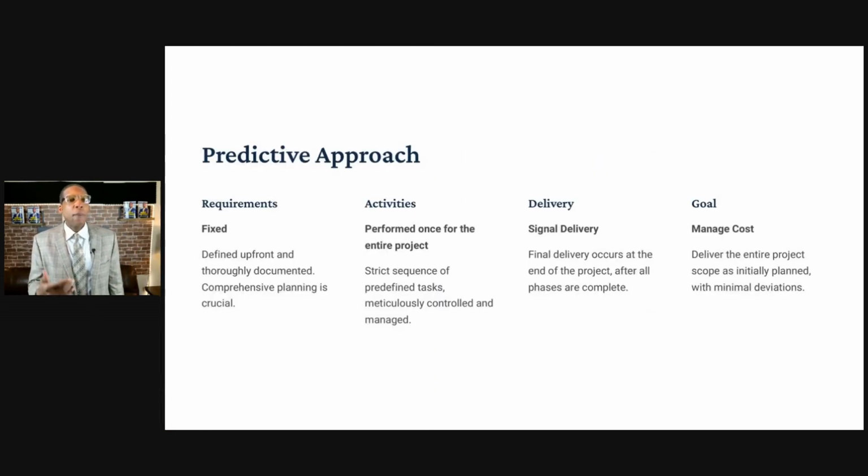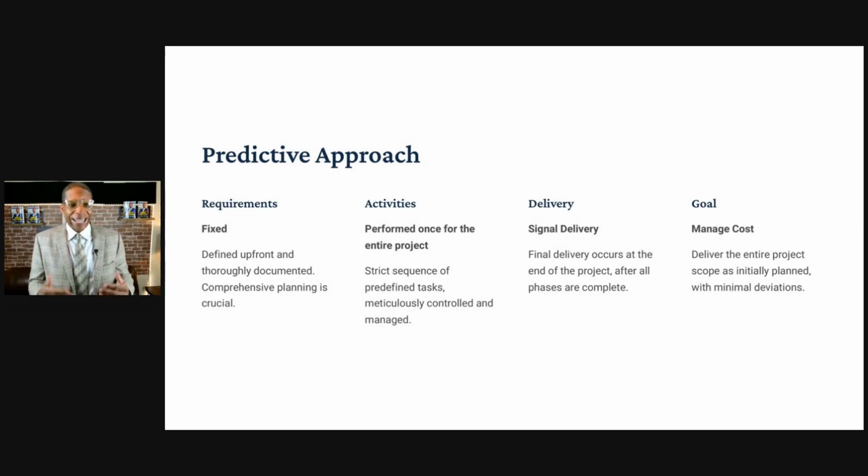First approach, we're going to talk about predictive. Now, predictive's requirement is fixed. What does that mean? That means it's defined up front and thoroughly documented. So you can think about your project management plan. This is comprehensive planning, which is very crucial. Our activities are performed once for the entire project. So it's a strict sequence of predefined tasks, meticulously controlled and managed.